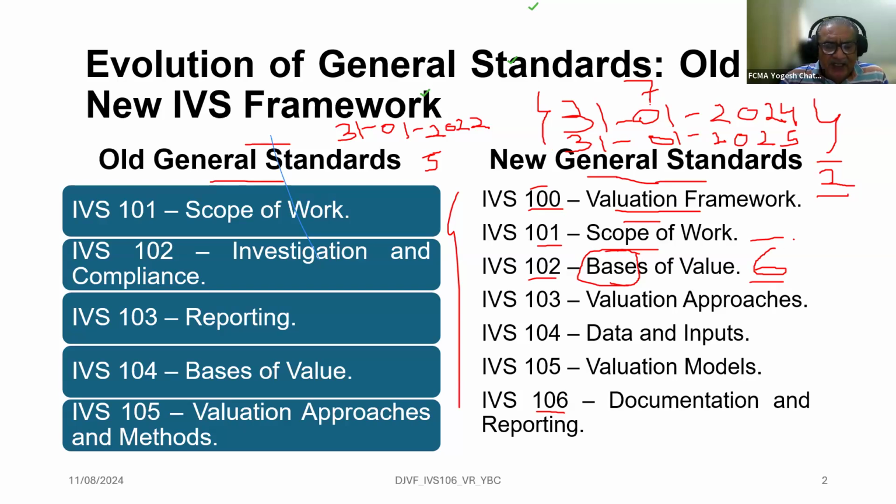And apart from that, there are additional bases of value like fair value as per IFRS or Ind AS, or the fair market value as per OECD. OECD stands for Organisation for Economic Co-operation and Development. Then fair market value as per US IRS. IRS stands for Internal Revenue Service. In India, we have the Income Tax Department; in the USA, they call it the Internal Revenue Service. They have also provided the meaning of fair market value, which is widely used for taxation purposes in the USA and in many other countries. So these are the additional bases of value.